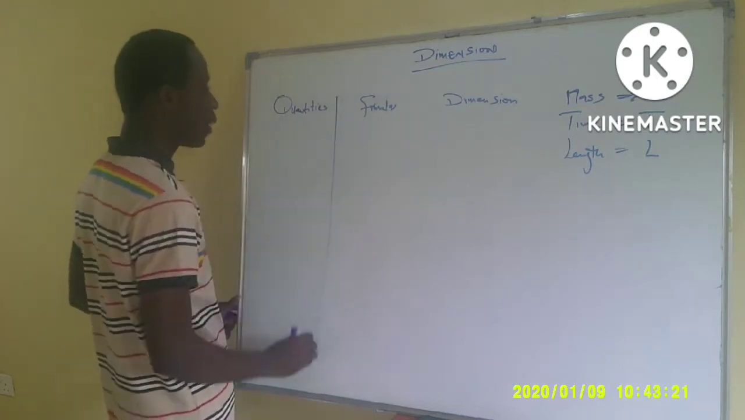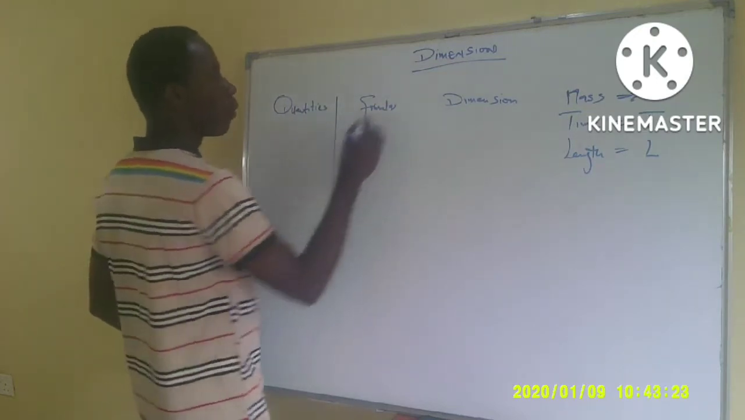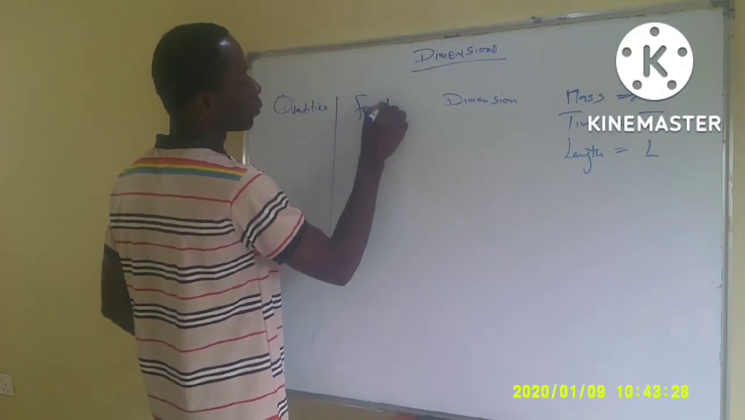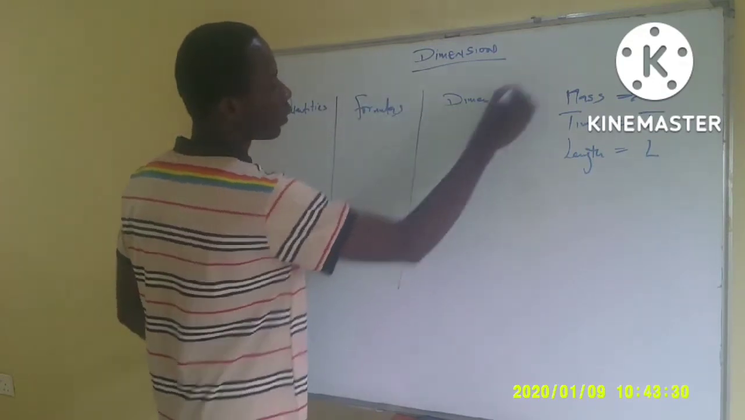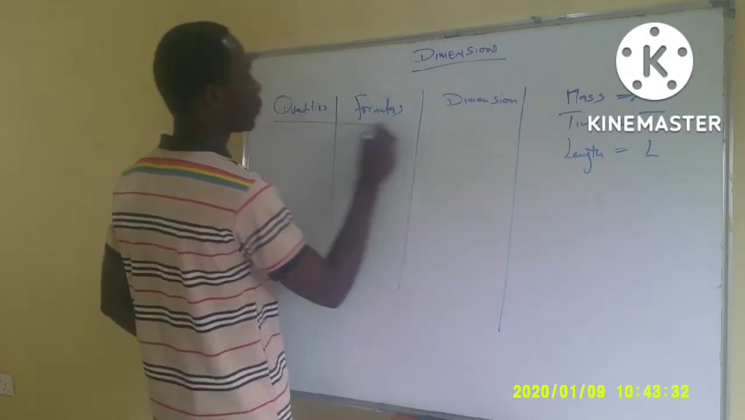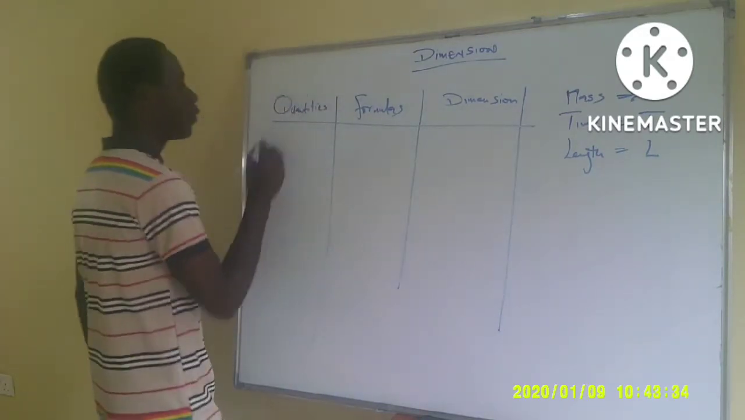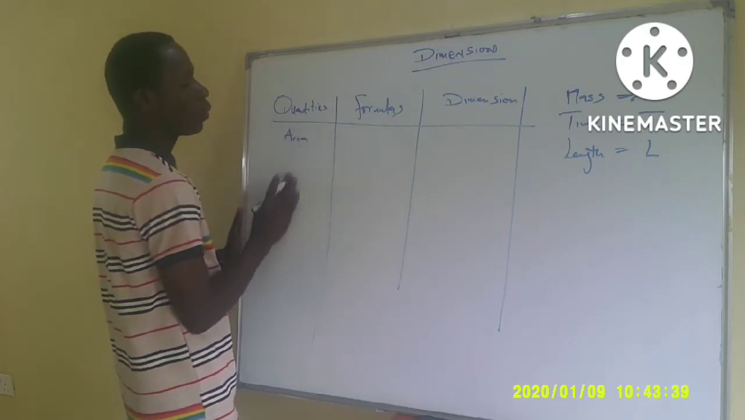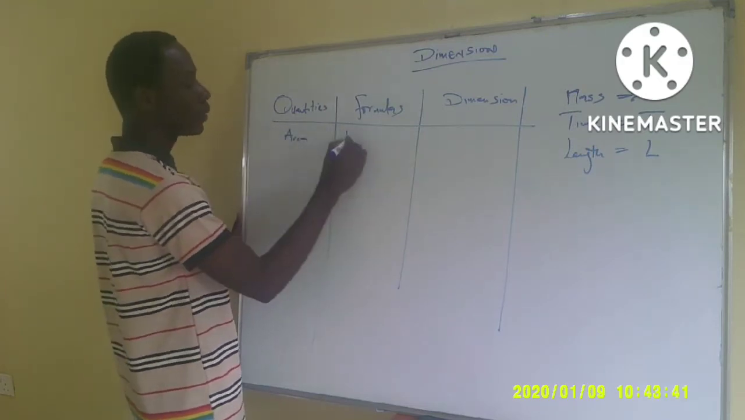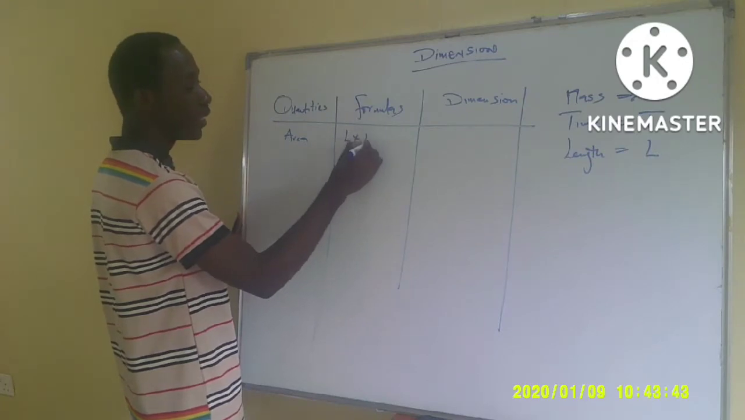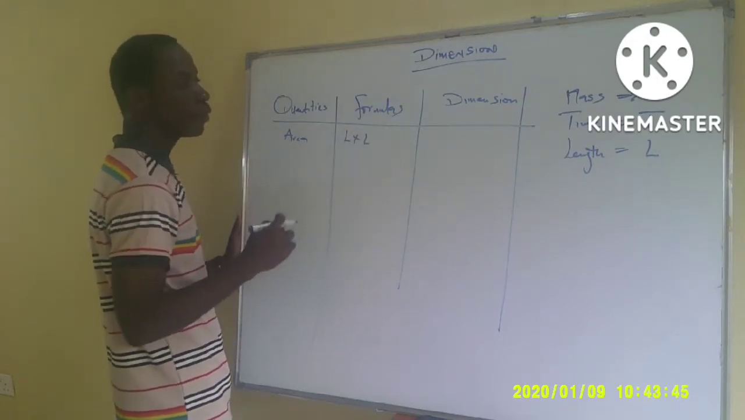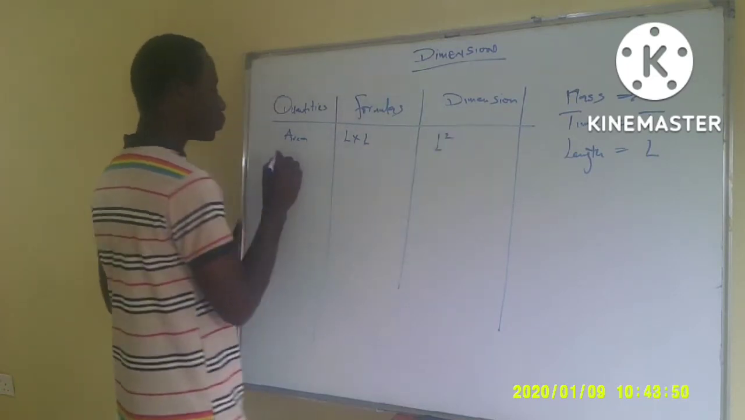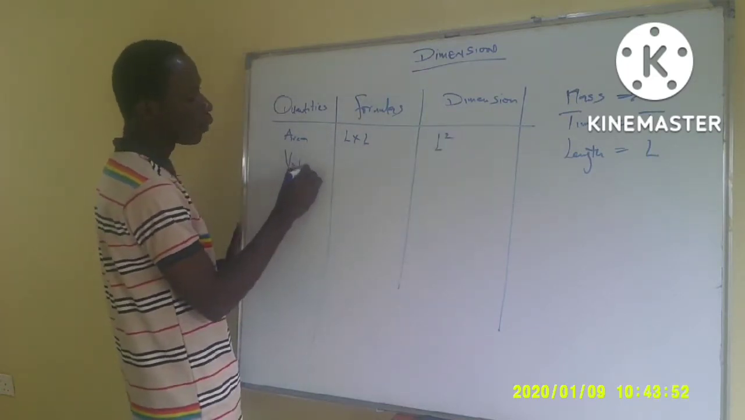So now we have the quantity, the formulas, and then the dimensions. First of all, let's talk about area, which is the quantity. What is the formula? Length times breadth. So the dimension with respect to this is L squared.